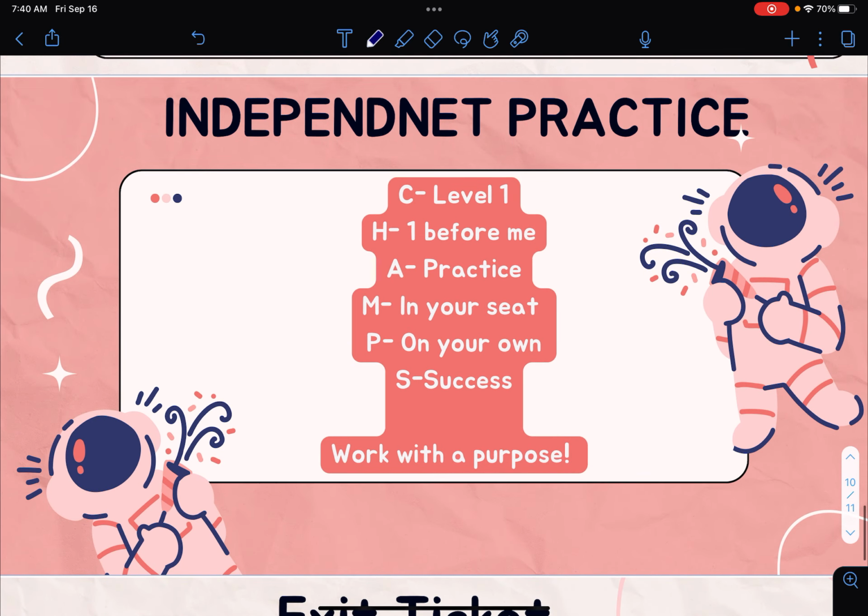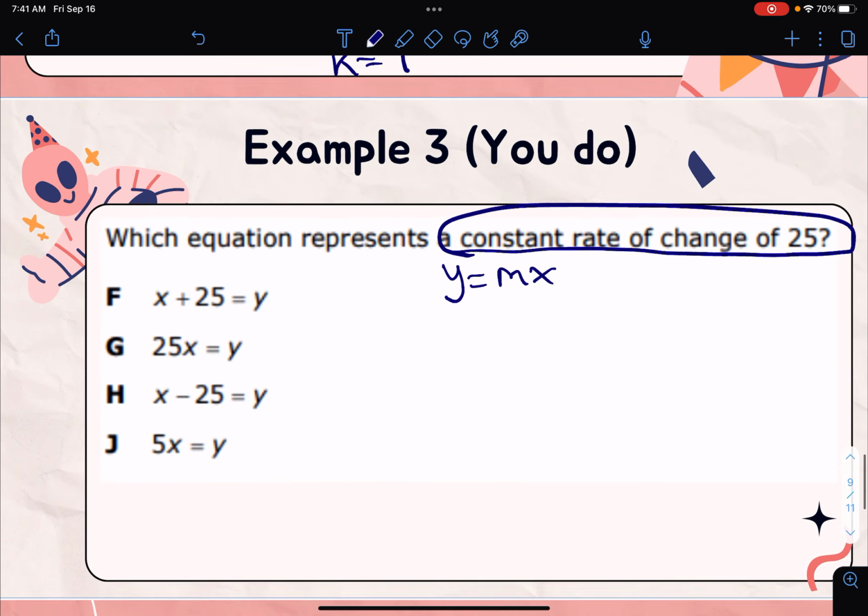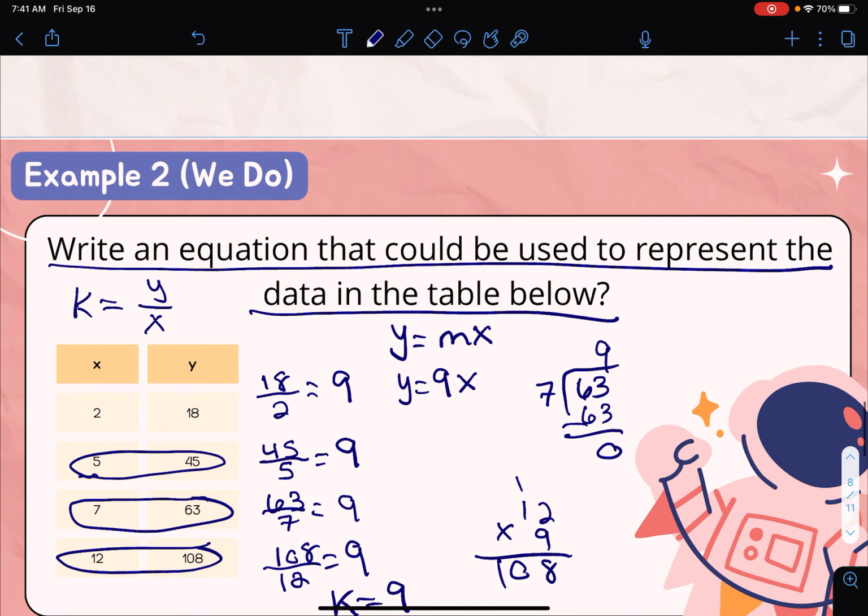These are your expectations for your independent practice. If you're done with your notes, raise your hand so your teacher can bring you your independent practice.